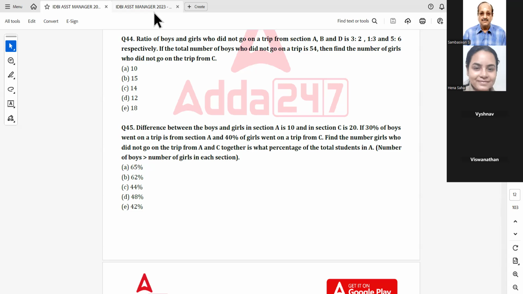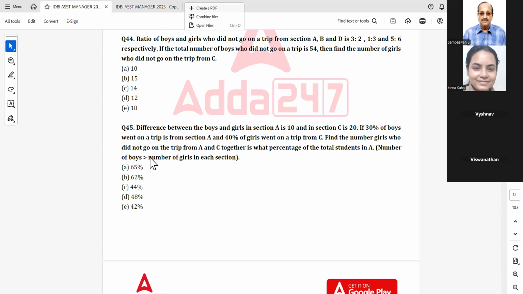Total students in A is how many? 50. Total students in section A is 50. So 42 is what percentage of 50? It must come as 84. But there is no such answer. What is the mistake we have done?